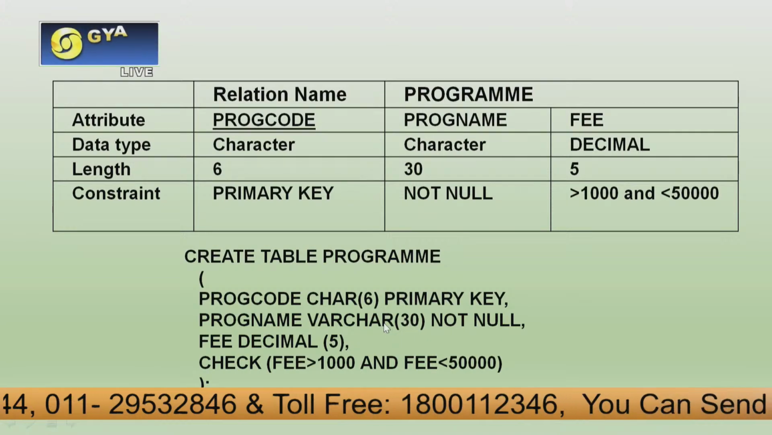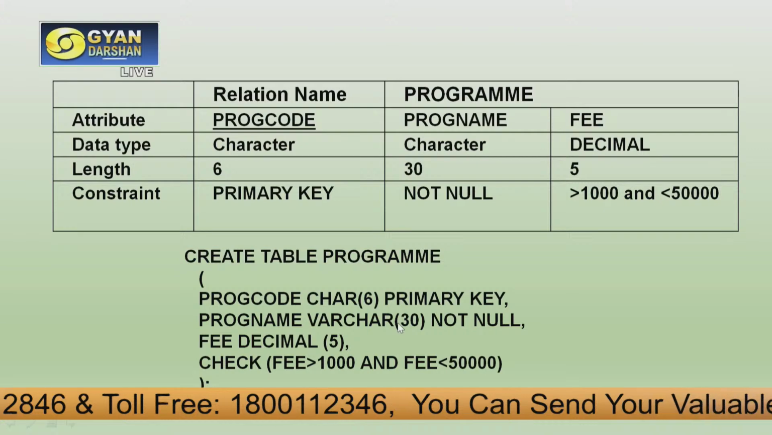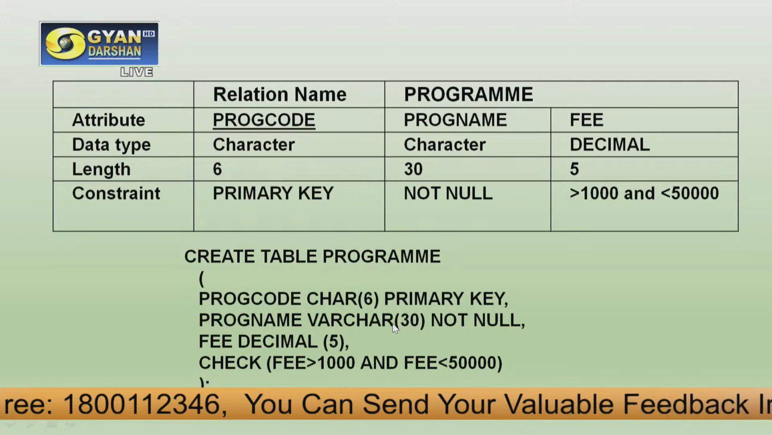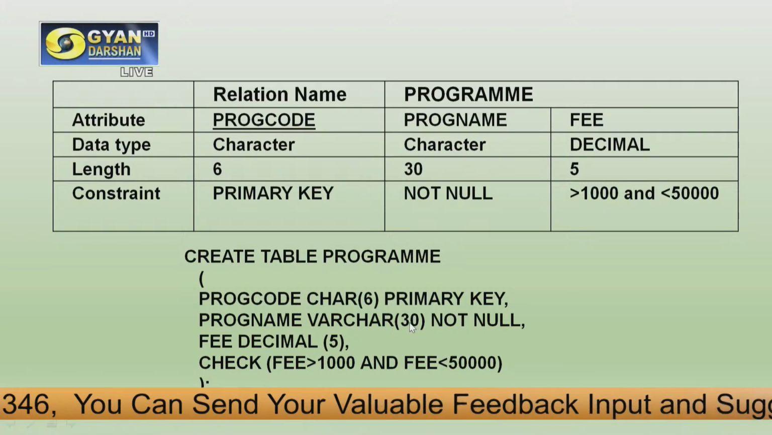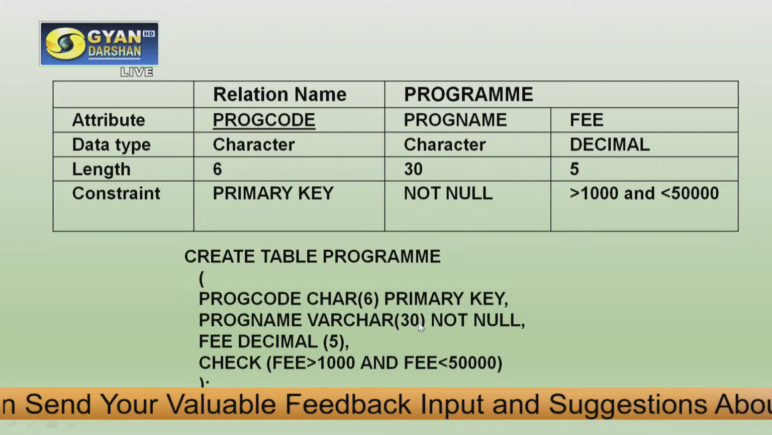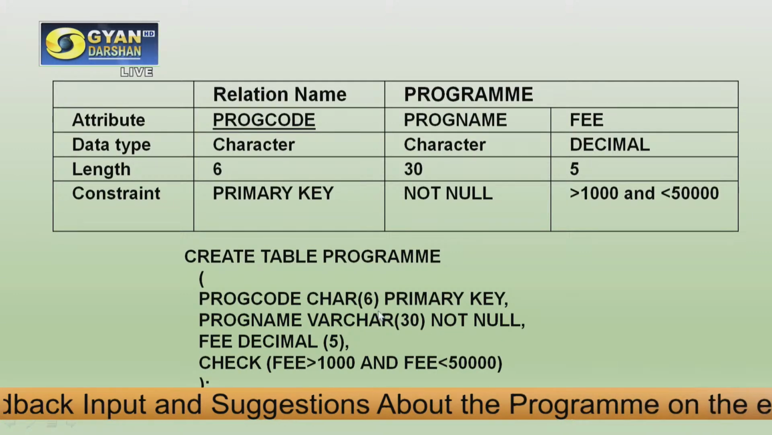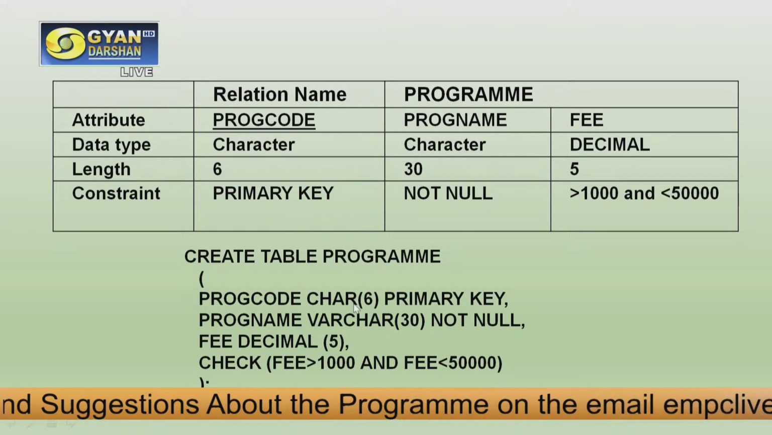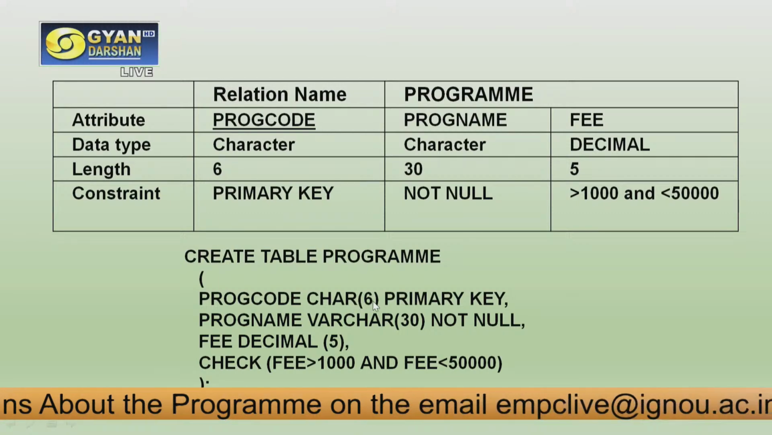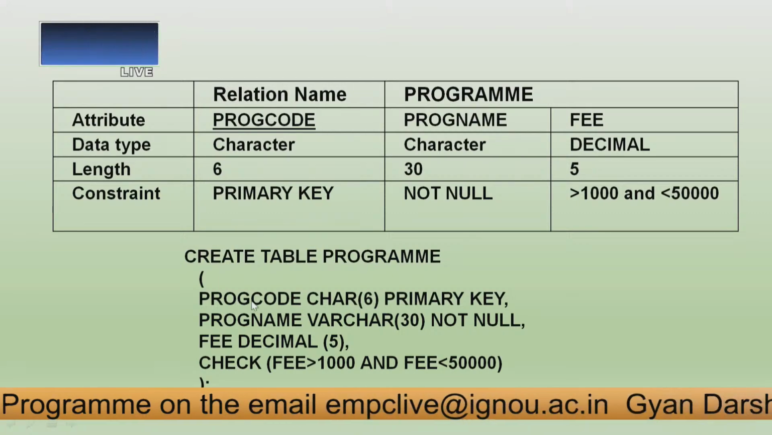Suppose the name of the program was Master of Computer Application. Now this is just 15 characters, so the remaining 10 characters, the spaces, will be saved. It is not going to reserve 30 characters, whereas this character field is going to reserve all 6 characters for the program code.